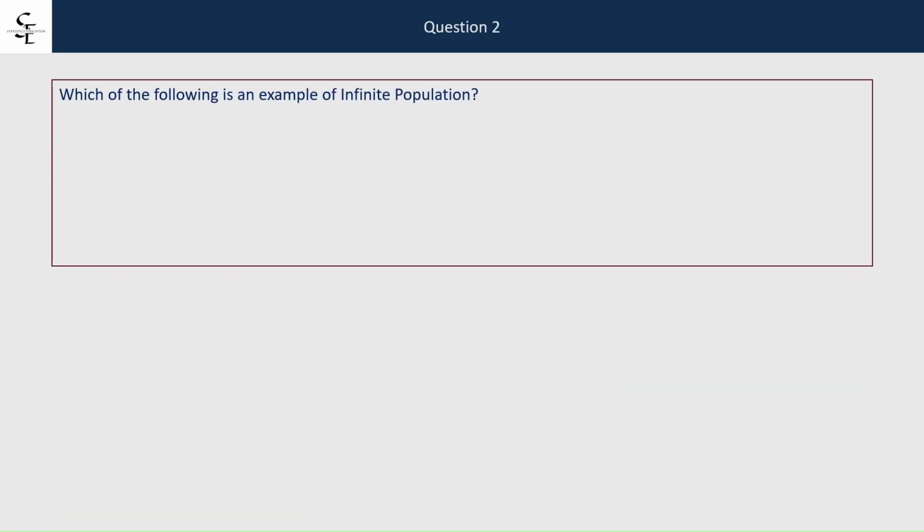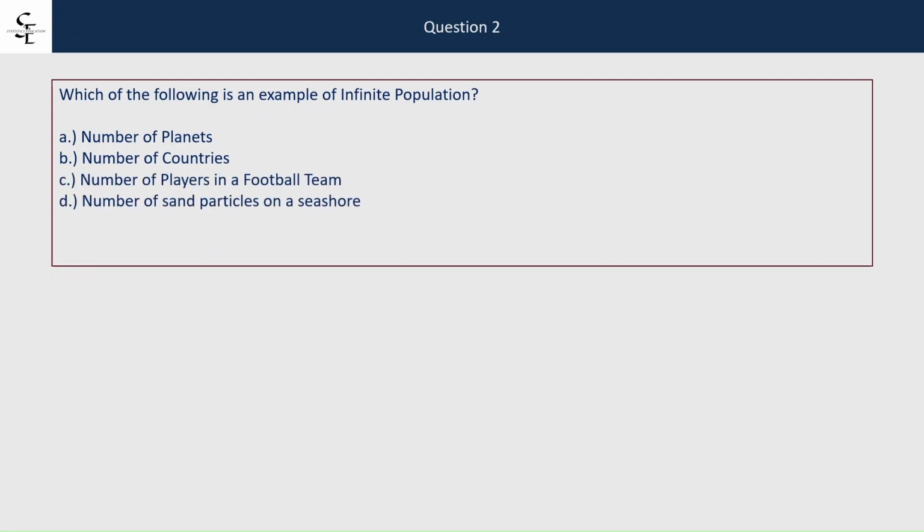Which of the following is an example of infinite population? A. Number of planets. B. Number of countries. C. Number of players in a football team. D. Number of sand particles on a seashore. Pause the video to think about your answer. Okay, let's eliminate the wrong answers one by one.